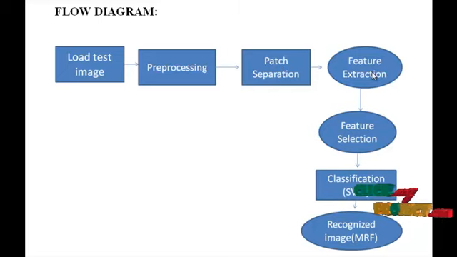The next block is the feature extraction block. In this method, we extract the feature values by a feature extraction method, that is SIFT. Scale invariant feature transform is an algorithm in computer vision to detect and describe local features in images. Applications include object recognition, robotic mapping and navigation, image stitching, 3D modeling, gesture recognition and video tracking.